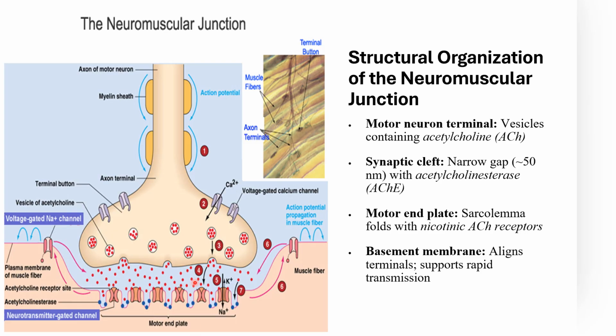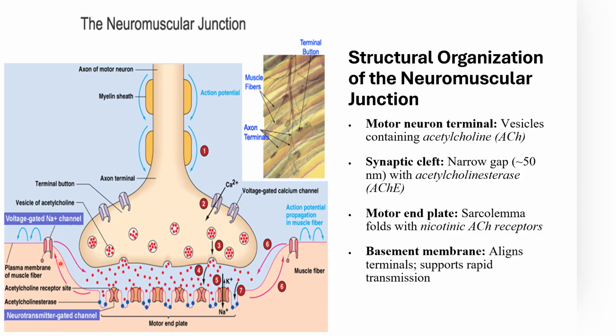So let's zoom in to the neuromuscular junction. At the tip of the motor neuron lies a bulb-shaped axon terminal packed with hundreds of tiny vesicles filled with acetylcholine. Think of these vesicles as messenger capsules, each one carrying a signal that says contract now.